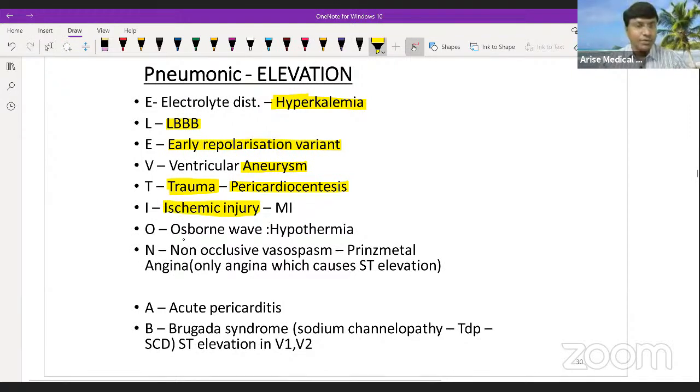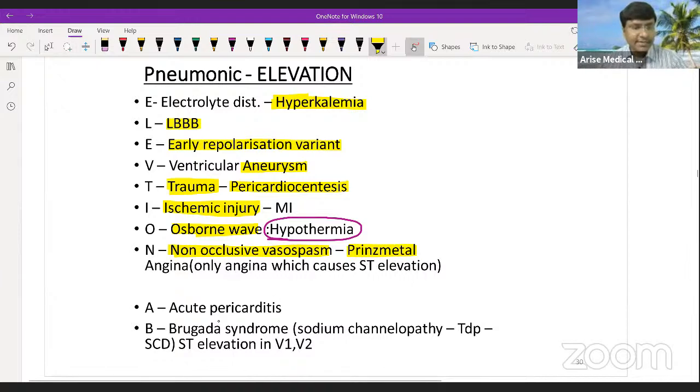The word O is your Osborn wave. You will see that in patients with hypothermia. And non-occlusive vasospasm, that is nothing but Prinzmetal angina.